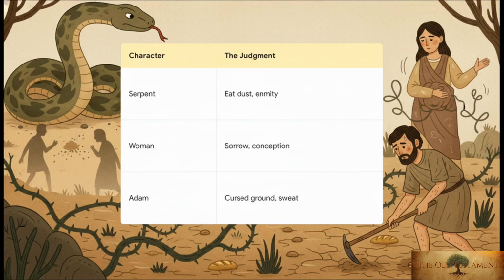First, the serpent is cursed to go upon its belly and eat dust, with eternal enmity declared between its seed and the woman's seed. Second, the woman is told her sorrow and conception will be greatly multiplied and that her husband shall rule over her. Finally, for Adam, the very ground itself is cursed. He'll have to eat of it in sorrow, the earth will bring forth thorns and thistles, and he will have to sweat just to get bread.